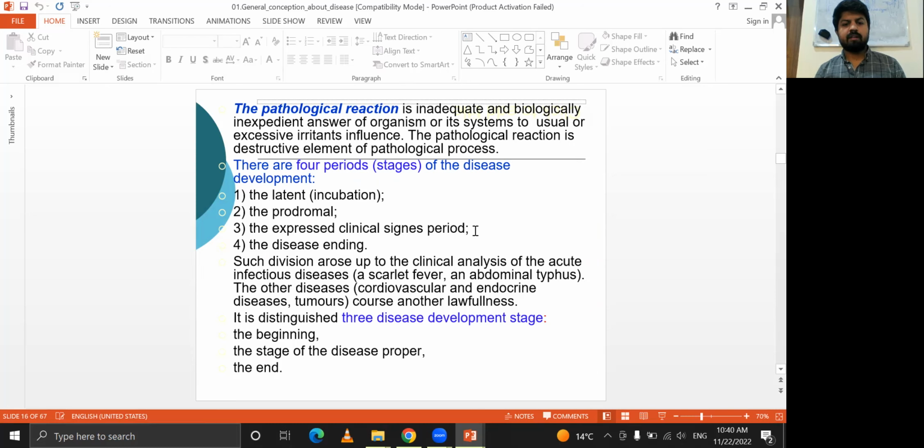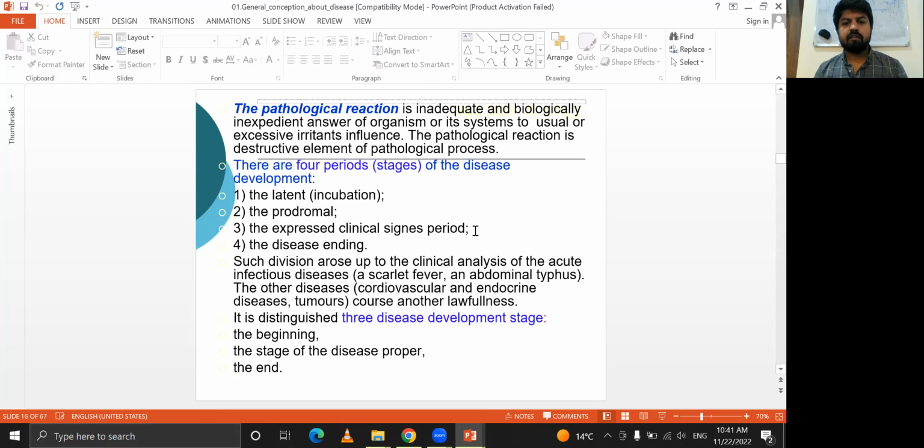Such as it is a beginning, the stage of the disease proper, the end. Whenever a disease enters into the patient or the human being, it includes such kinds of stages, like I told you: incubation, the prodromal, the express clinical signs periods, and the disease ending. Such divisions arose after the clinical analysis of acute infective diseases, the scarlet fever and the abdominal typhus.